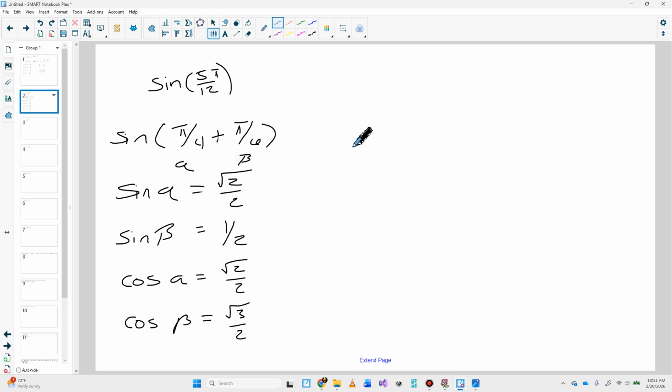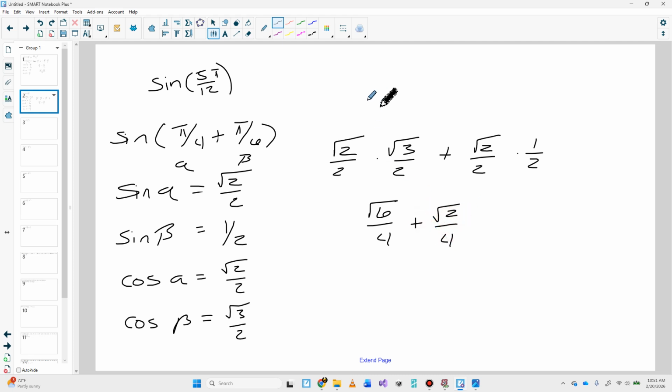Then I use the sine addition formula, and that's going to be sine of alpha, square root of 2 over 2, times the cosine of beta, square root of 3 over 2. That's going to be plus the cosine of alpha, square root of 2 over 2, times the sine of beta, 1/2. And multiply those together, square root of 6 over 4, plus square root of 2 over 4, and I have my exact answer. The square root of 6 plus the square root of 2, divided by 4.